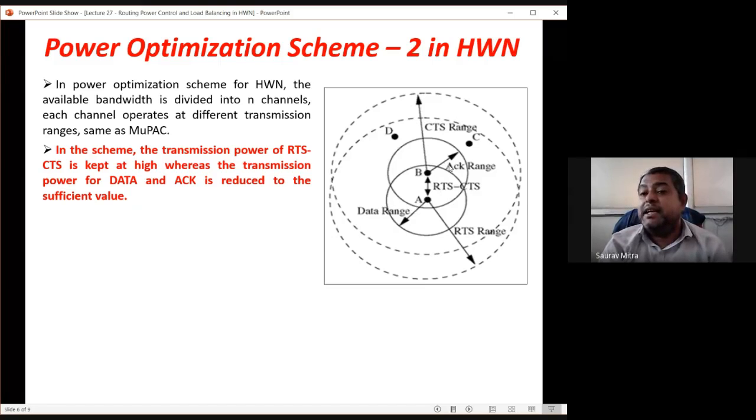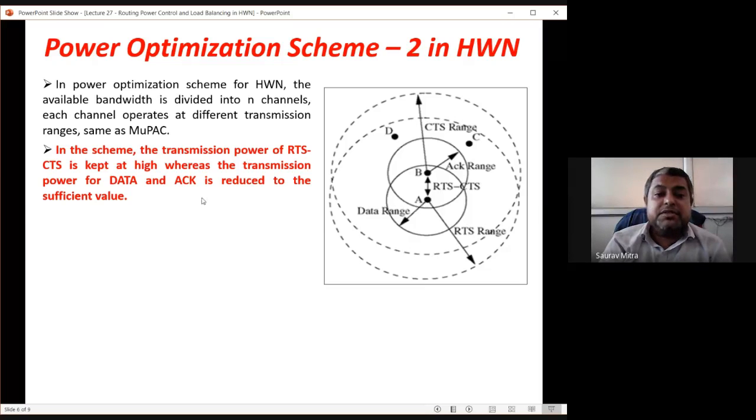That is not for C and D, that is for A only. Okay, so in power optimization scheme 2, this is for HWN, and this is a very smart kind of power control scheme. The available bandwidth is divided into n channels. Each channel operates at a different transmission range, same as MU-PACK. So this is actually the power control scheme as found in MU-PACK.